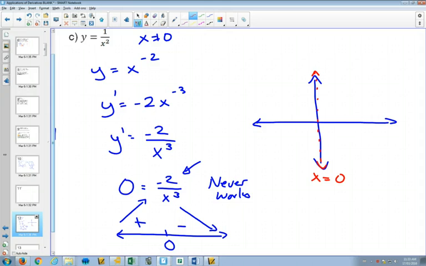We can use what we know about limits to find our horizontal asymptotes. So now, what happens as x goes to infinity for this? What does it get close to? It gets close to 0. So we're going to have a horizontal asymptote at y equals 0.